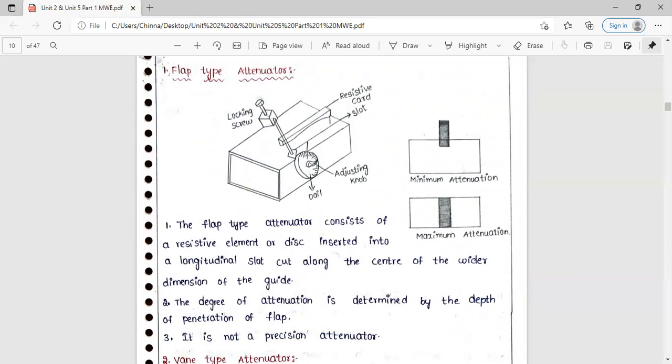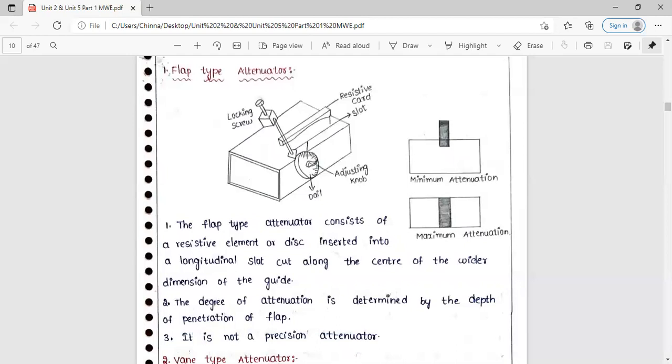Okay, this is the attenuation representation. Here you can see the flat type attenuator consists of a resistive element or disc inserted into a longitudinal slot cut along the center of the broad dimension of the guide. So always the slot, that means the disc or resistive element, will be placed across the center of the broad dimension of the guide. So always it will be placed in the center position of the waveguide.